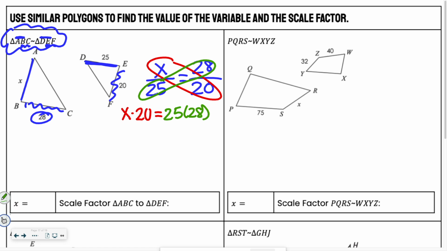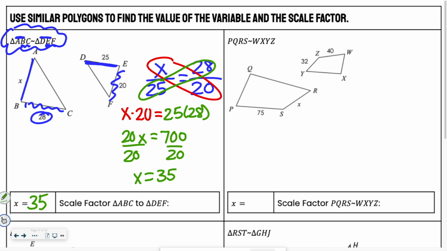Perfect. So now we're going to simplify. X times 20 is 20x. 25 times 28 is 700. And our last step is to divide by 20. X will give us 35. So 35 is the value of our variable.